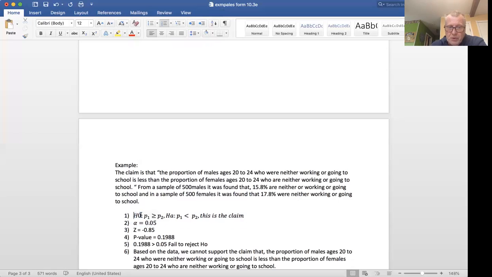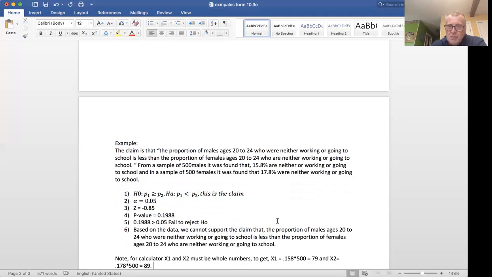So since we're failing to reject H0, we really can't support that claim. That claim is not supportable at this time. So that means based on the data, we cannot support the claim that the proportion of males 20 to 24 who are neither working nor going to school is less than the proportion of females 20 to 24.